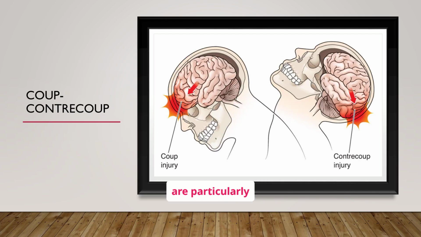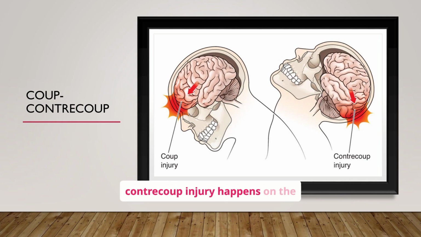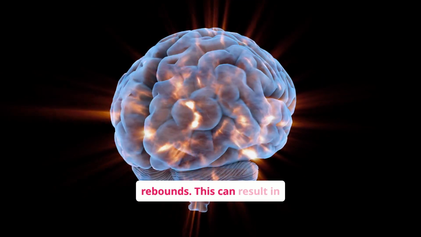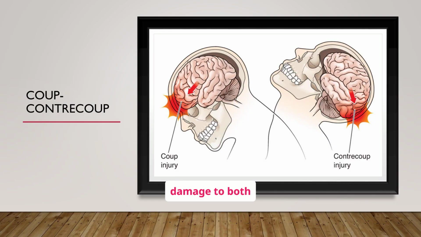Coup-contrecoup injuries are particularly interesting. A coup injury occurs at the site of impact, while a contrecoup injury happens on the opposite side of the brain as the brain rebounds. This can result in damage to both areas. Imagine shaking a snow globe. The fluid and contents inside crash to one side and then rebound. That's what happens to the brain in a coup-contrecoup scenario.